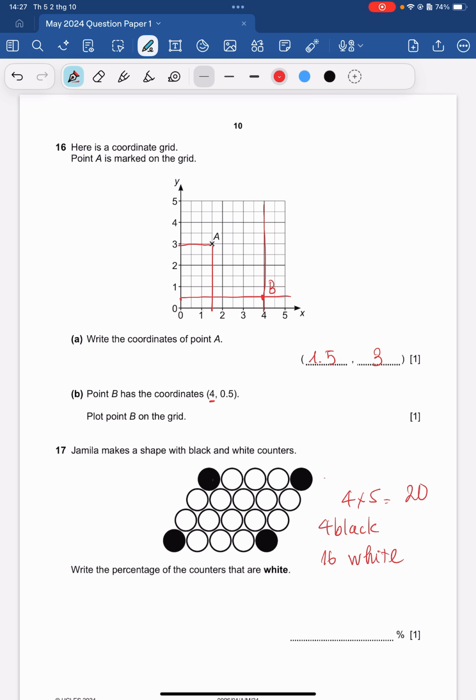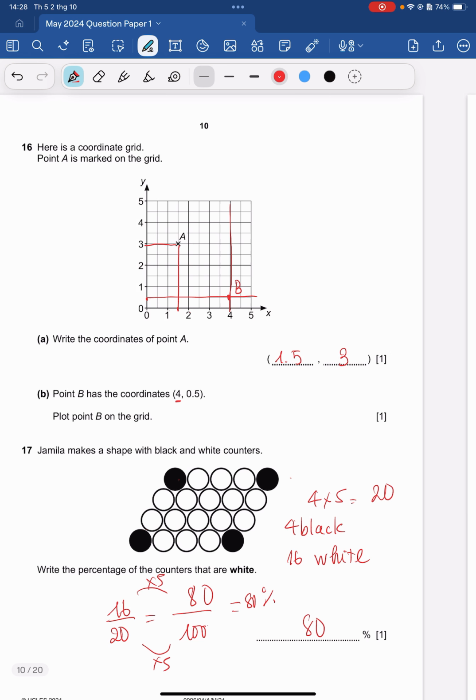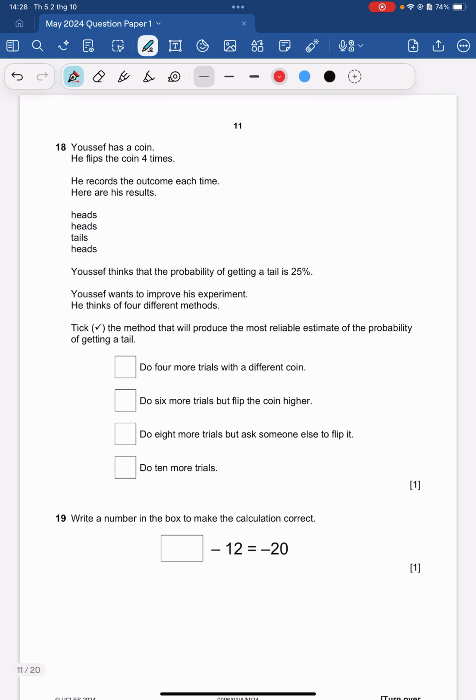Okay, so percentage white, so 16 over 20. But we want to convert to 100, so we multiply by 5. 16 times 5 will be 90, right? No, 80. Sorry, 80. So 80%. And the answer is 80. Okay. Next one, exercise 18.